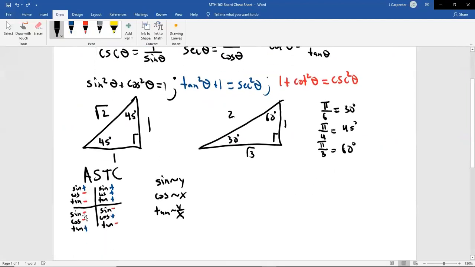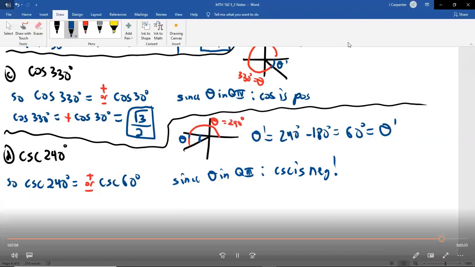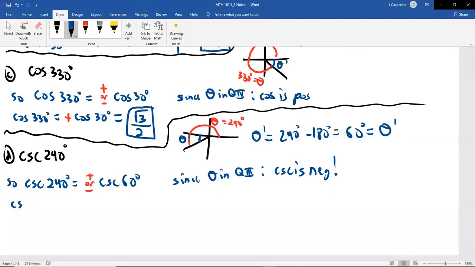In quadrant 3, sine is negative, and that's because we're going down. If the sine's negative, the cosecant's negative. So cosecant is negative. So we're going to choose the minus for this one. So the cosecant of 240 degrees would be the negative cosecant of 60 degrees. Now, some of you may go ahead and switch this to being 1 over sine of 60 degrees, and that's fine.